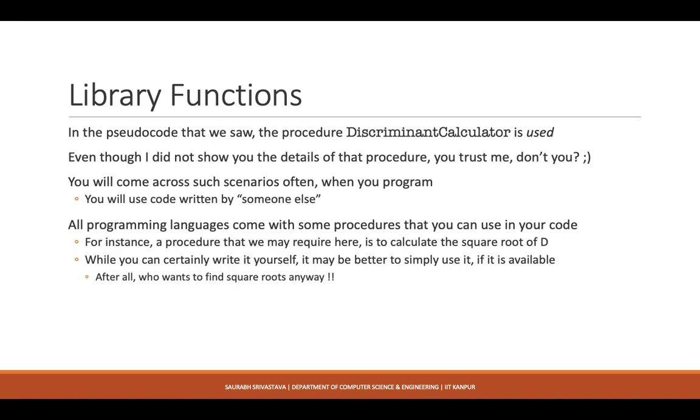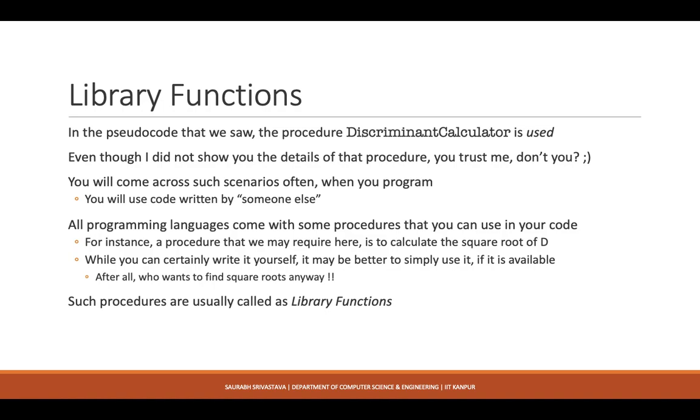A very good example of such a scenario, where you might be happy if you get some procedure written by someone else, is the case where you are trying to find the square root of t, right? Nobody really would like to explain the process of finding square roots. So you will find your life easier if someone else has already written that procedure for you, so that you can find the square root of t. These kinds of procedures are also known as library functions.